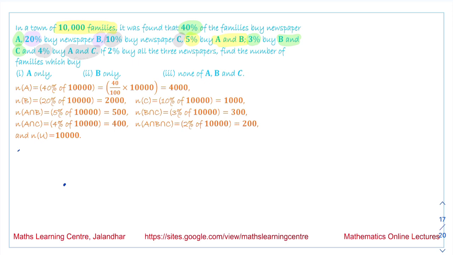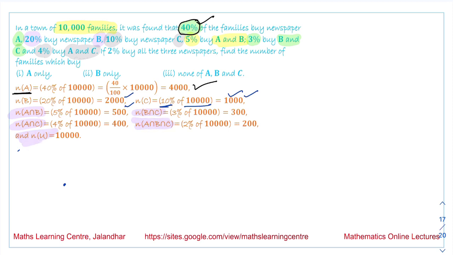So the numbers we can calculate from here. 40% of the families buy newspaper A. So the number of elements in A is equal to 4000, where A represents the set of families that buy newspaper A. Next, the number of elements in B is 2000. Similarly, C is 10% of 10,000, which is equal to 1000. Similarly, we have calculated all the other values over here.